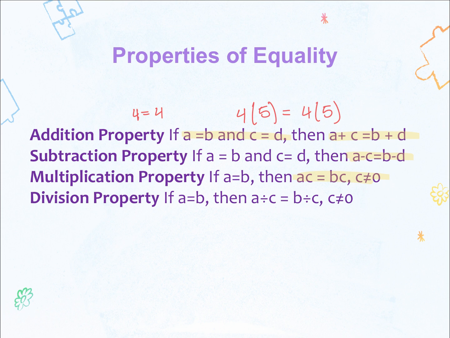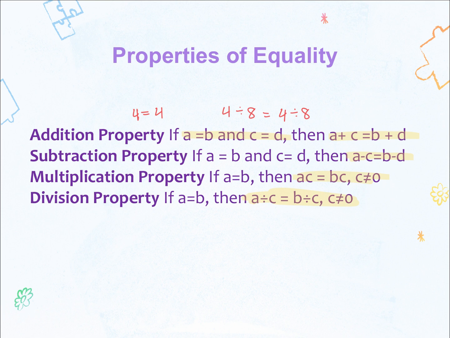All right, looking at the next one. Division property, if A equals B, then A divided by C equals B divided by C. So I'm going to go ahead and use this one again. 4 divided by what? What number are we going to use? We'll do 8. Okay, 4 divided by 8 is going to equal 4 divided by 8.